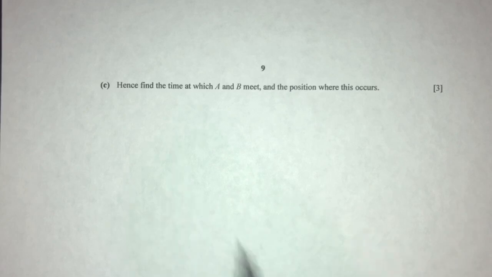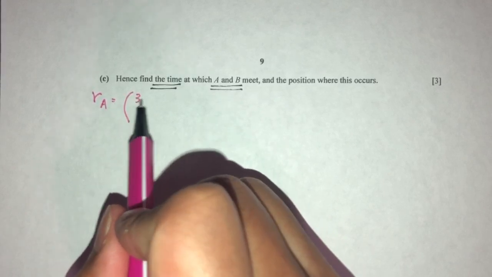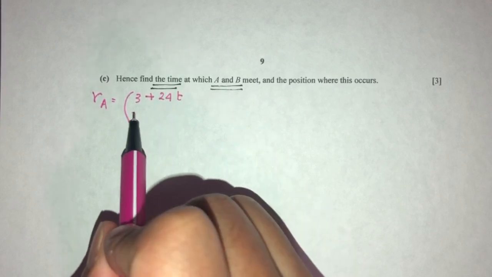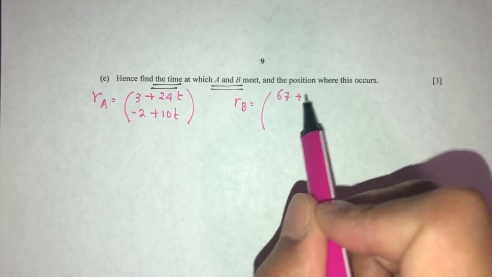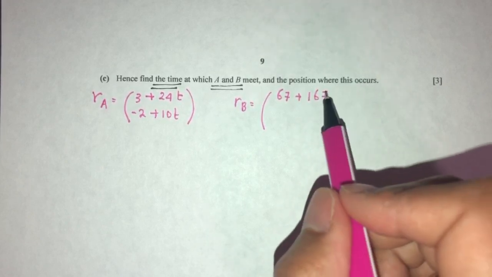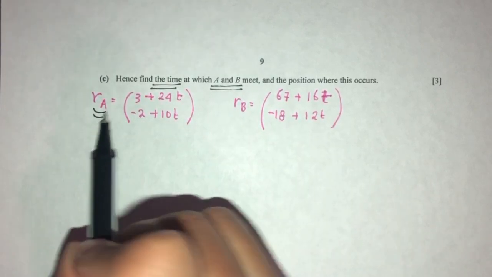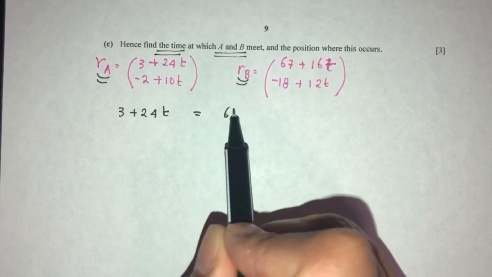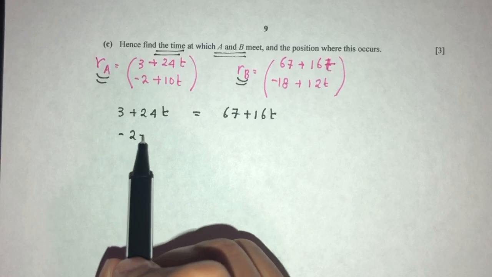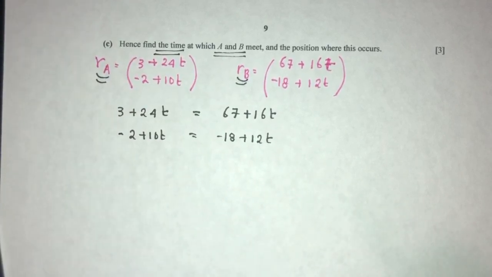Hence, finally we have to find the time t at which they meet. Okay, so let's find this. In part 1 we realized the position of A is given to you by (3 + 24t, -2 + 10t). And the position of B from part B has been given to you by (64 + 16t, -18 + 12t). Now if they meet, their positions have to be the same. Therefore these two have to be equal: 3 + 24t has to equal 64 + 16t, and -2 + 10t has to be -18 + 12t. So let's solve and see if they are actually the same.